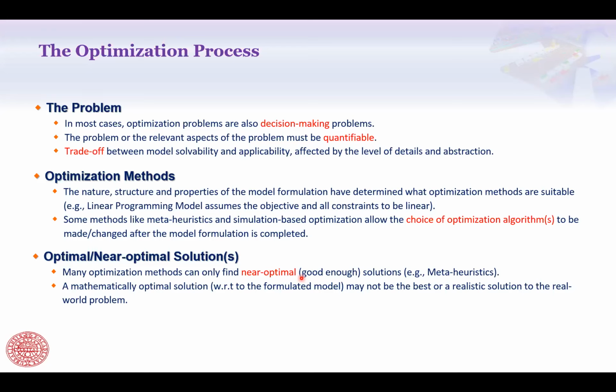There are multiple reasons, but a very simple reason is that your model can't consider all the factors that you need to make the decision. So the optimization can assist you to make the decision, but it has no guarantee that it includes all the information that is needed. That's why you always have some other factors to consider. And that is the very last sentence I put here. A mathematically optimal solution with respect to the formulated model may not be the best, or not even a realistic solution to the real world problem.